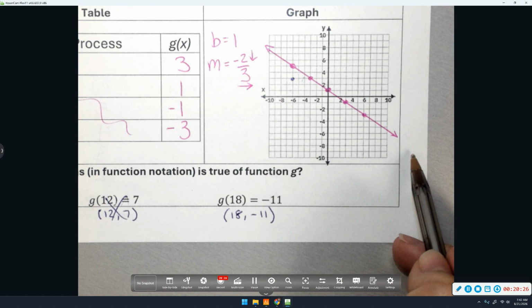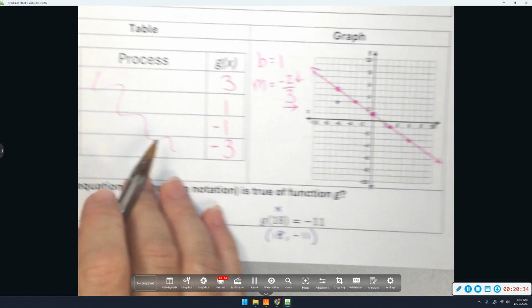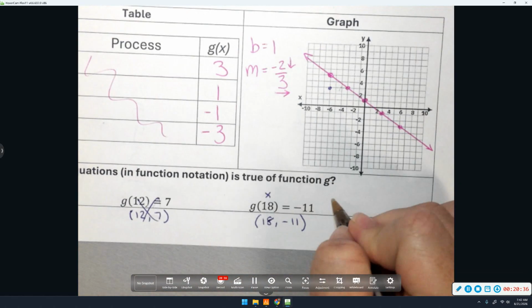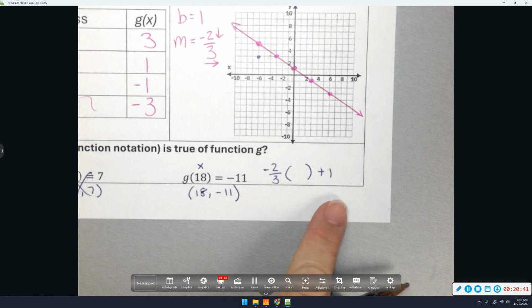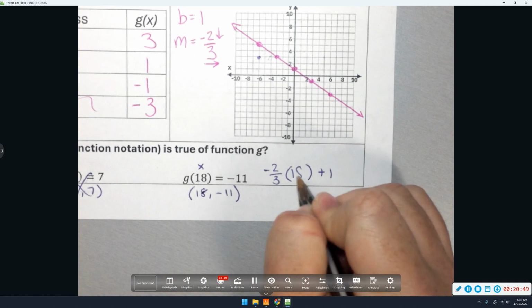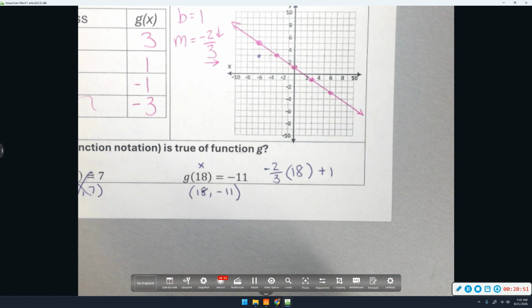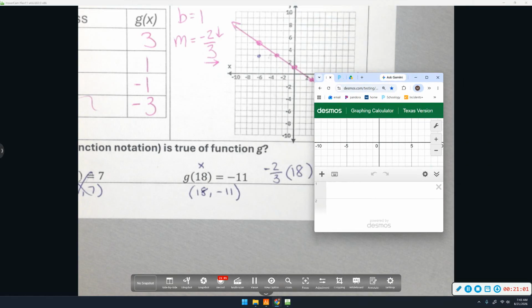Okay, we don't know. So this one we actually have to plug in to prove. So remember, this is my x. So I can take my equation, which is over here, and I can rewrite it without x. Okay, and what am I going to plug in for x? 18. Now, if you're like me, that is not math I want to do in my head. So we're going to do it in the calculator.